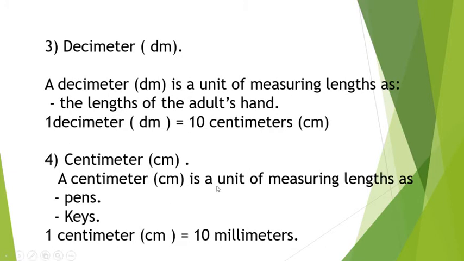The third unit, decimeter. Decimeter is the unit for measuring lengths like your hand. If you open your hand, the length of your hand is about 1 decimeter. Okay? 1 decimeter equal 10 centimeters. The fourth unit, centimeter. Centimeter is the unit of measuring lengths as pens, keys, your ruler, the bottle, your book, your bag. Okay? A centimeter equal 10 millimeters.